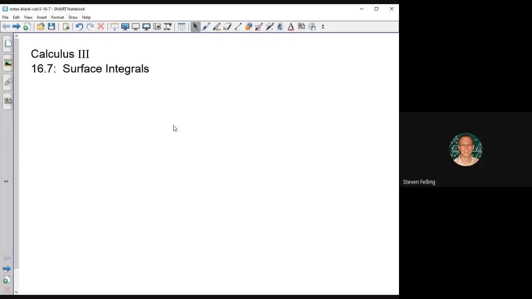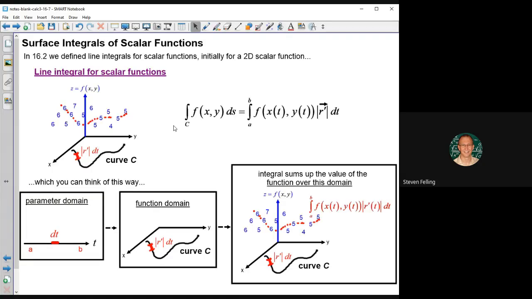All right, so here's the idea. Back in 16.2, we defined a line integral, really should be called a path integral, for scalar functions, initially just for a 2D scalar function. So we said if you had a two-dimensional domain down here, and then you had some sort of a z, which is a function of x and y, so you have scalar numbers for every value in the domain x and y, then you could pick a one-dimensional curved path, C, through that, and integrate along that.